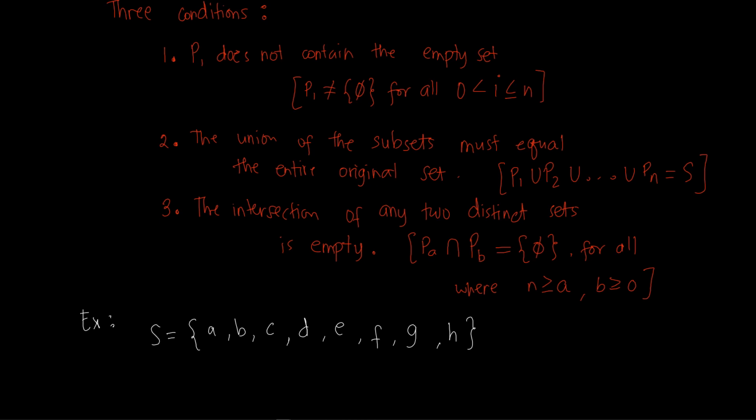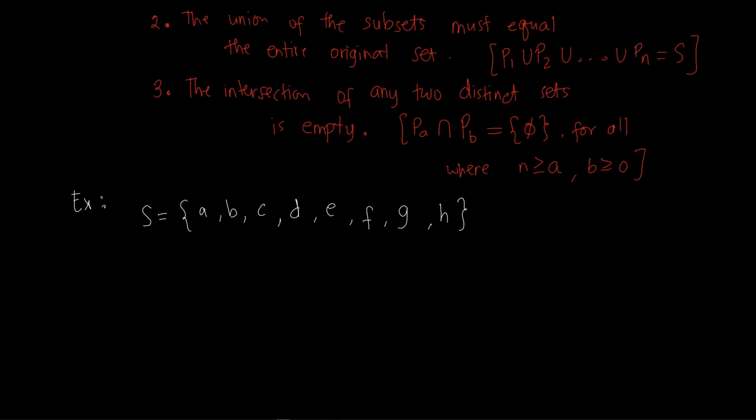So, per the conditions: first, there is no empty set, so we do not include the empty set. Second, the union of our subsets must equal the entire original set. Then the intersection of any two distinct sets is empty, so they should have no similarities. Basically, we just group them. So, one probable partition is this.